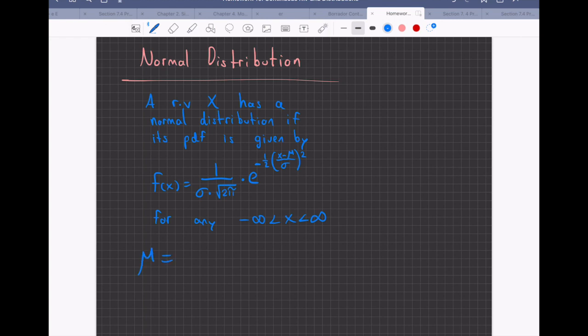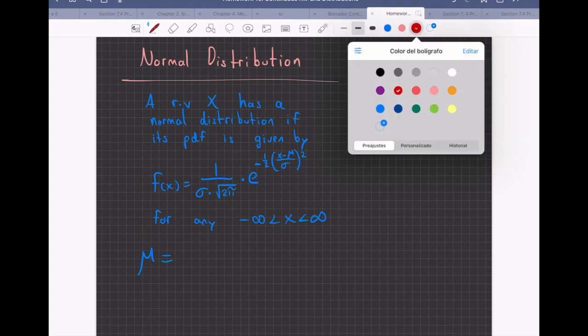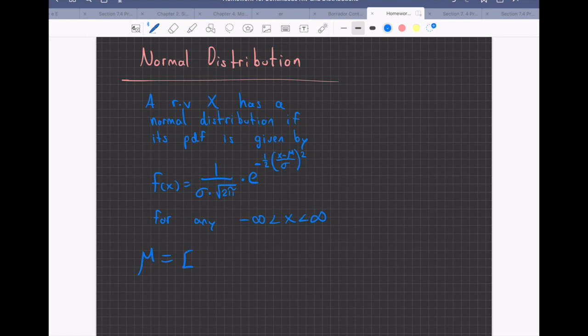This symbol is the Greek letter mu, and it is the expected value. This mu is the expected value of x. The mean of a normal distribution is denoted by mu, and sigma squared is the variance. By the way, if you compute the square root of the variance, you will have something called the standard deviation. There you have. When you are dealing with normal distributions, all of these numbers, the mean, the variance, and standard deviation, are very, very important.